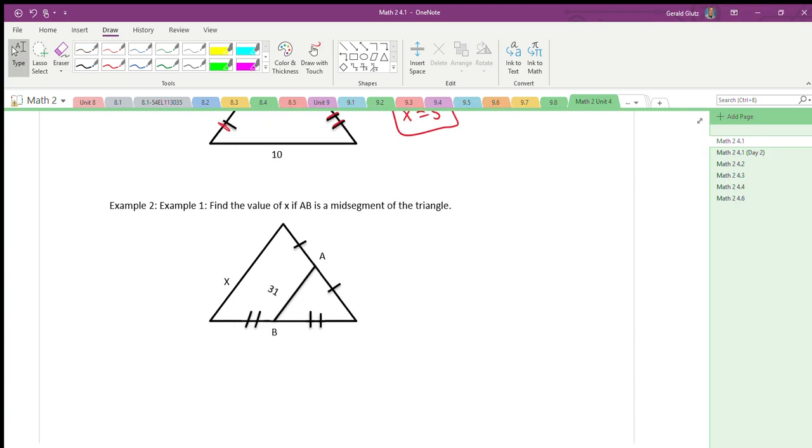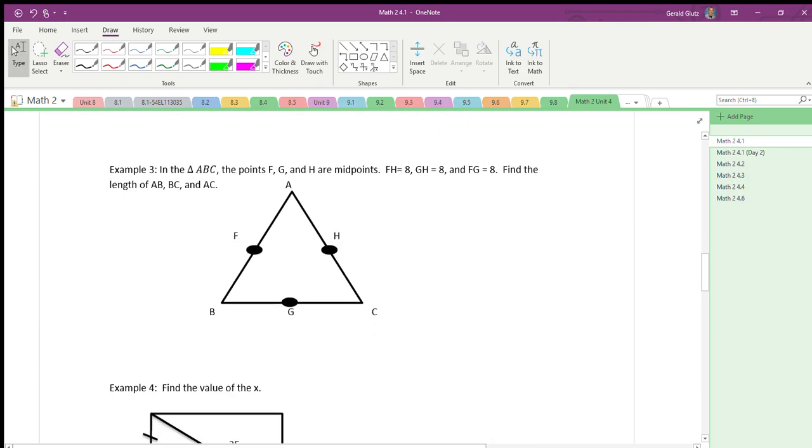Example 2, I don't know why it says example 1 there. Example 2: find the value of x if AB is the mid-segment of the triangle. This time they give us the length of the mid-segment. Obviously we know the mid-segment is smaller than its parallel side. So our two options are either divide by 2 or multiply by 2. But since this one is smaller, we're going to have to multiply it by 2. So x is going to equal 31 times 2, so x would equal 62.